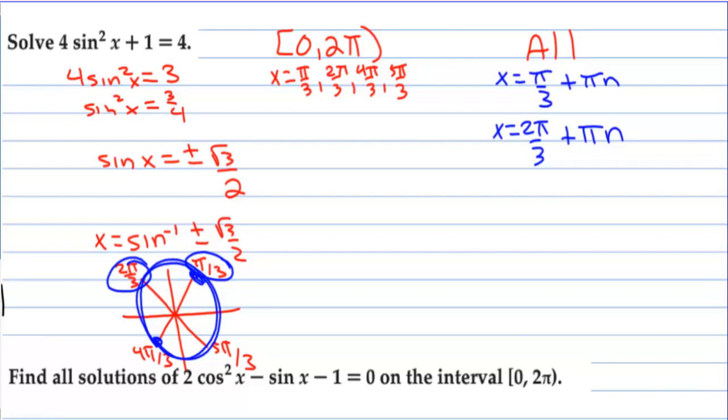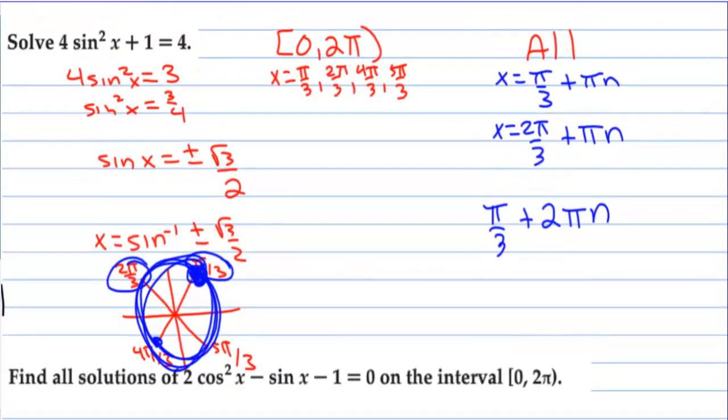But the book would list all 4 of them, and here's what the book does. You would see pi over 3 plus 2 pi n, which means get that one and then go all the way around, and you'll get another one. Go all the way around, and you get another one. Well, I don't think it's necessary. And then they write all 4 of them out. Just do it in 2 statements, no problem.